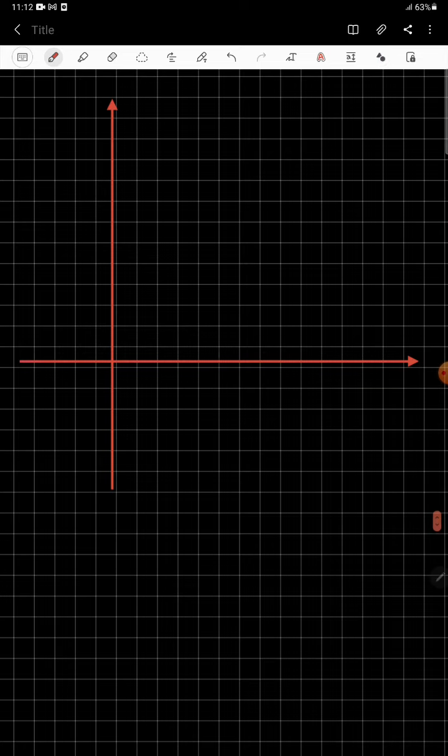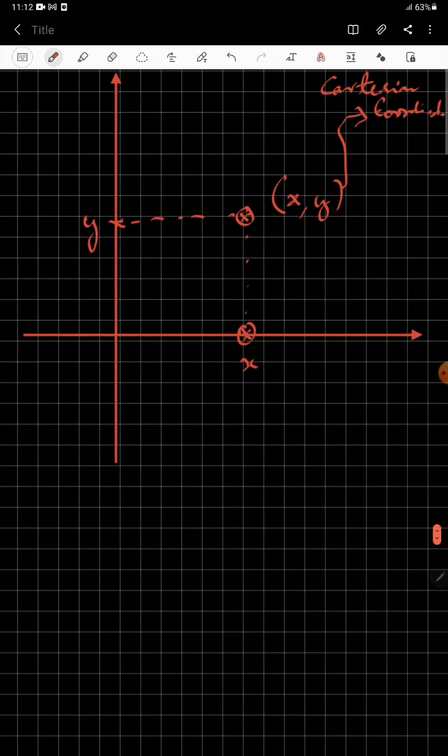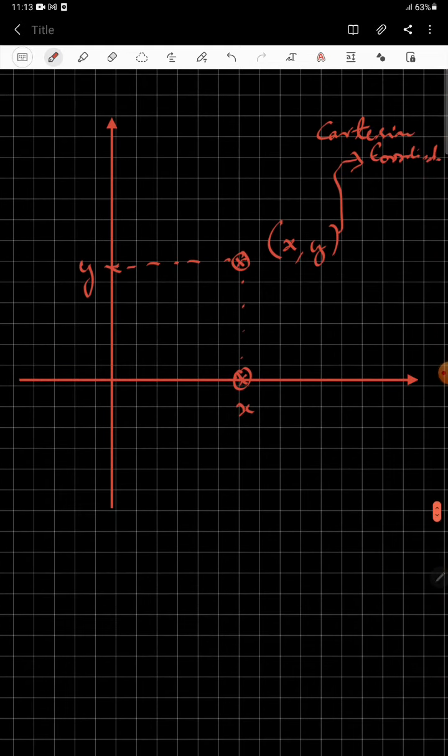Now if I take a point here, one way to represent it is to drop this point here: whatever x there is, that x will be written here, and whatever y there is, that y will appear. This is one way of representation. This representation is called Cartesian coordinates. This x and y are called Cartesian coordinates. It is like the address of the point. This particular point A has this address x comma y.